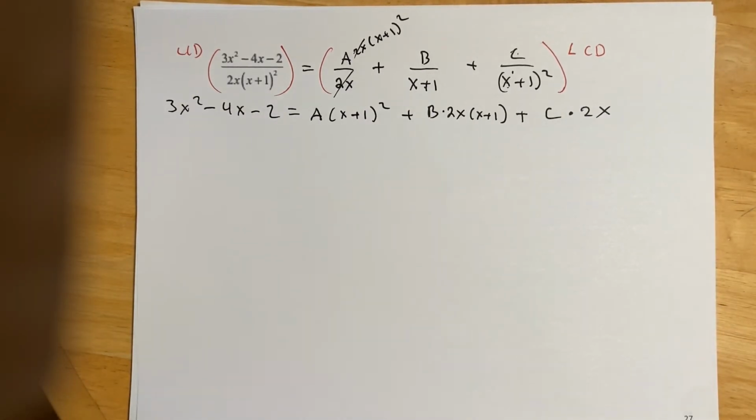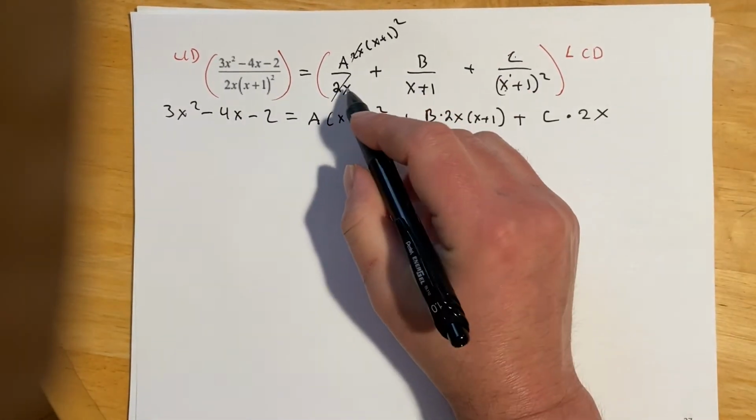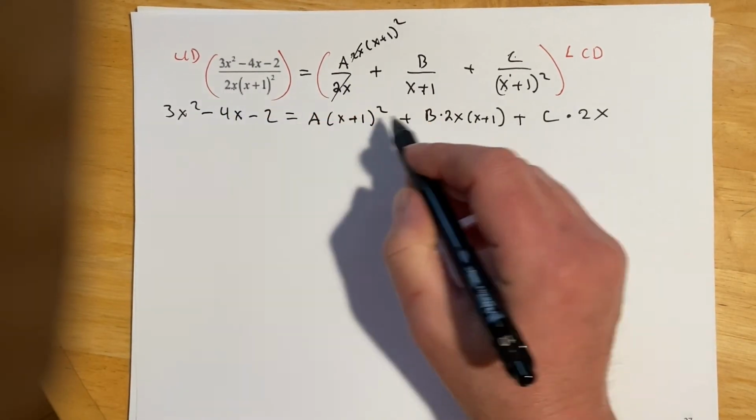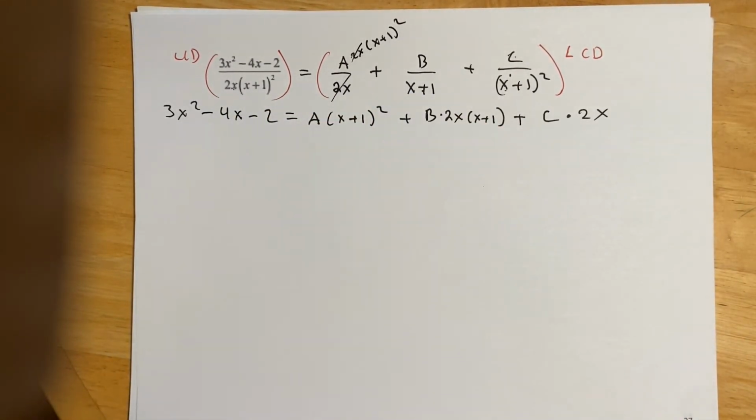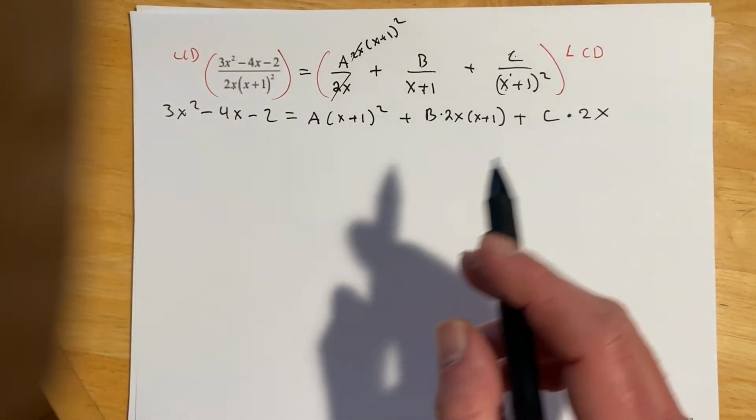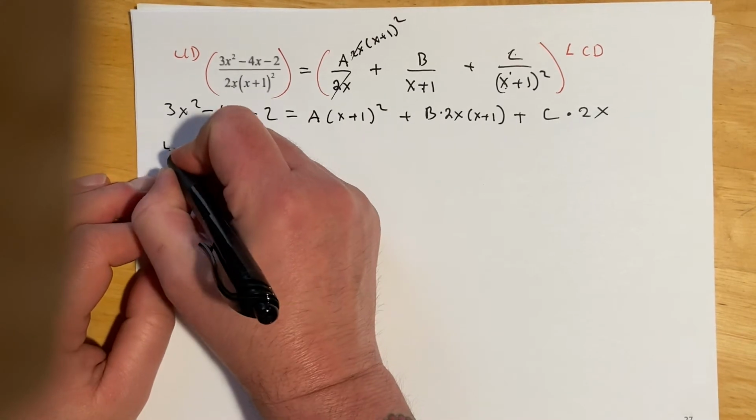We have two zeros. We could have x equals 0 right here, and x equals -1. So let's use those, and that's going to get us two of our three variables. And then once we have two of them, it's not the hardest thing to get the third. So we'll let x equal 0 because that's easy.